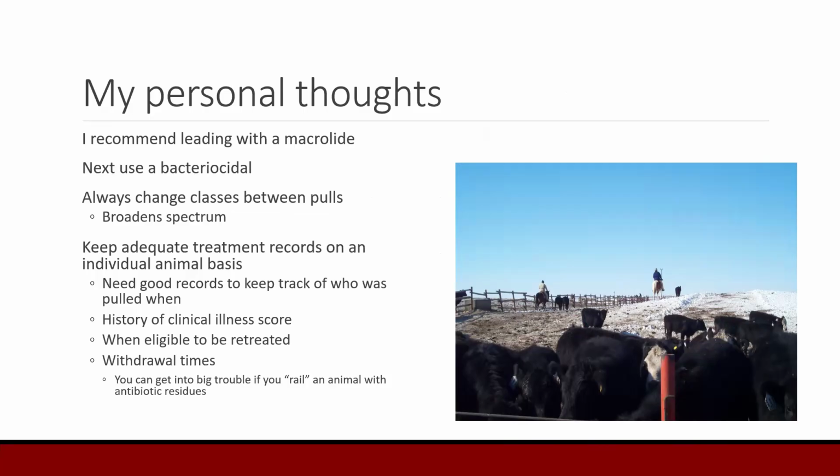Okay. You want to also track their history of clinical illness score. So even if they're not being treated, you want records of, I pulled them and temped them this day, they had a clinical illness score of this. So you can see if they're kind of progressing. Make sense? And you have to track withdrawal times of these antibiotics in case you need to rail or realize this animal. What does that mean? If I say rail, I'm going to rail or realize this chronic steer.